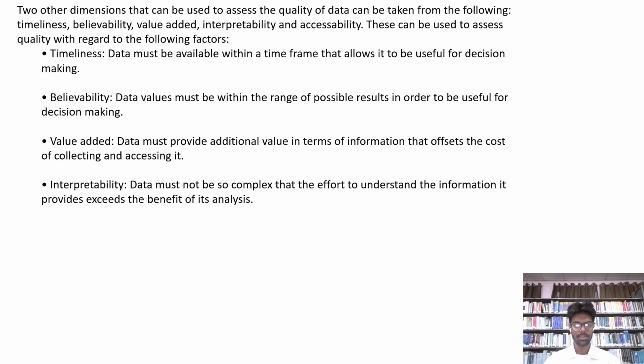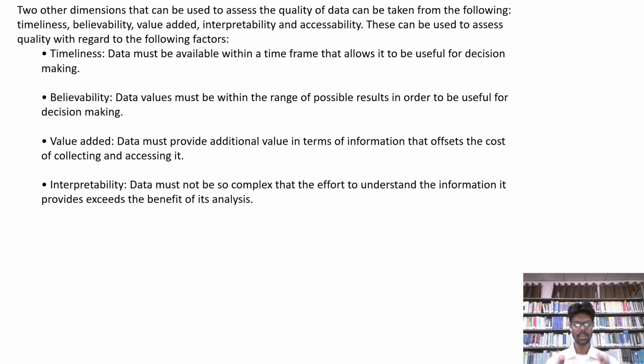The two other dimensions that can be used to assess the quality of the data can be taken from the following: timeliness, believability, value-added, interpretability, and accessibility. These can be used to assess the quality with regard to the following factors. Timeliness: data must be available within a time frame that allows it to be useful for decision making.